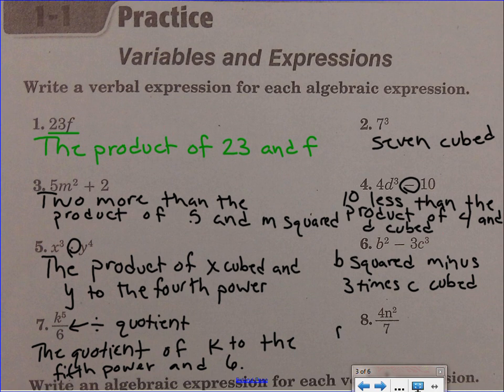So 4 times n squared divided by 7. Okay. Next page.